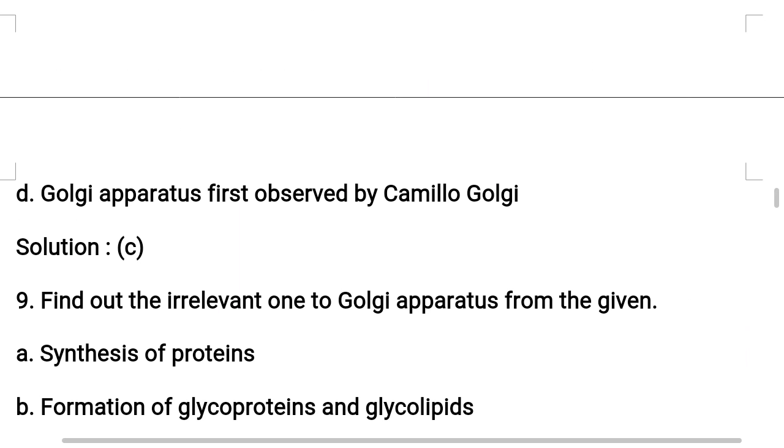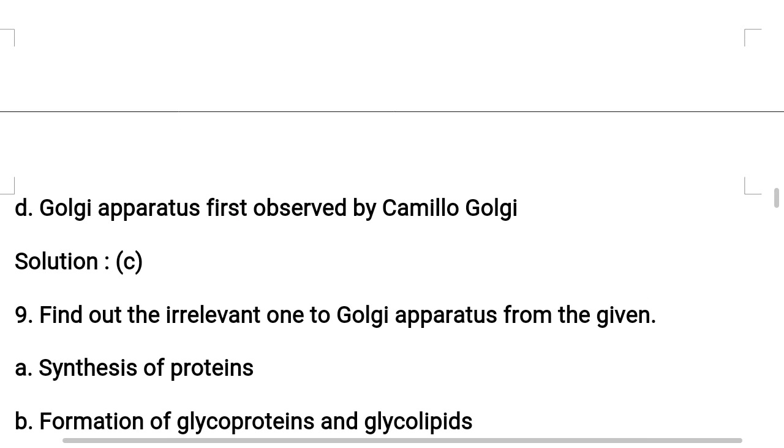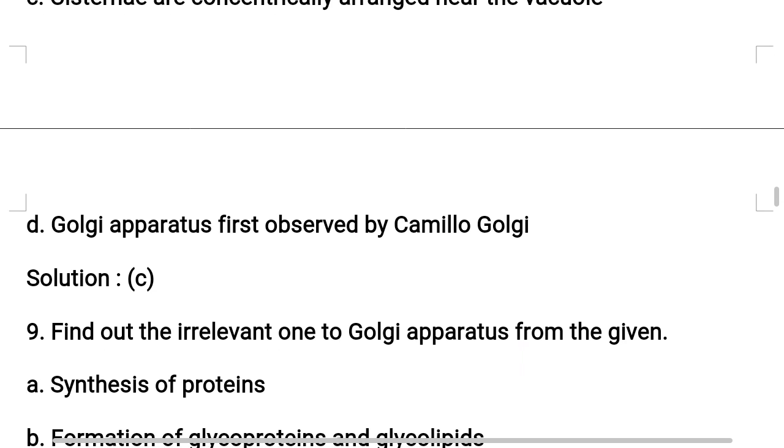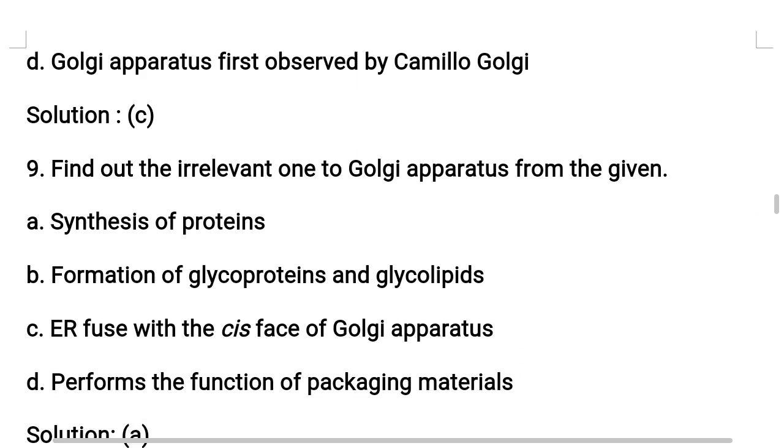Next, so the correct option is option C. It means they asked us to choose the incorrect one. So in the given ABCD, the incorrect one is option C. It is not near to the vacuole, it is near to the nucleus.